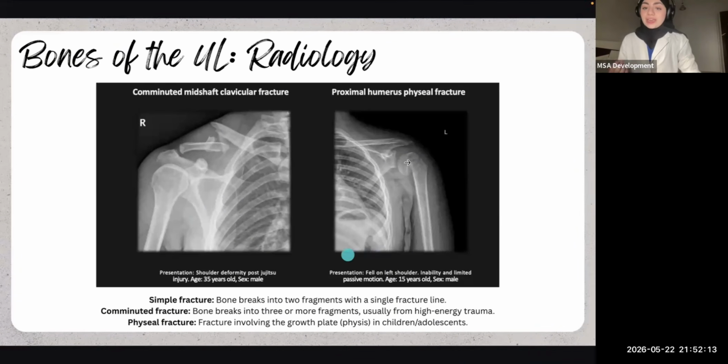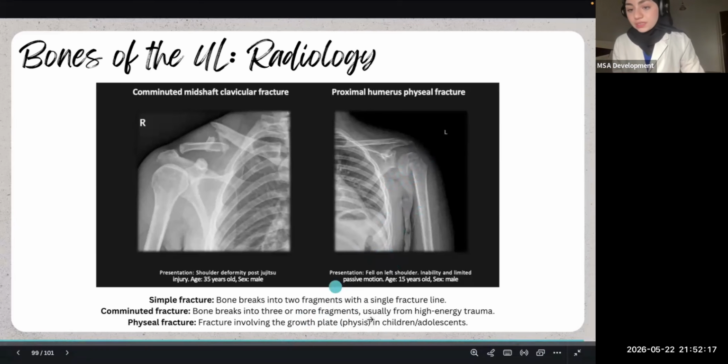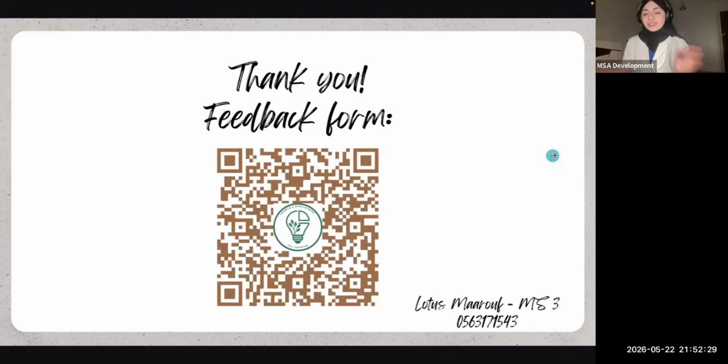If I were to break at the anatomical neck, this means that I'm disrupting this physeal or growth plate. And this is a very bad fracture to have again, because if I didn't tend to it correctly, it can affect the growth of the person because you're literally breaking the growth plate. And that's pretty much it.